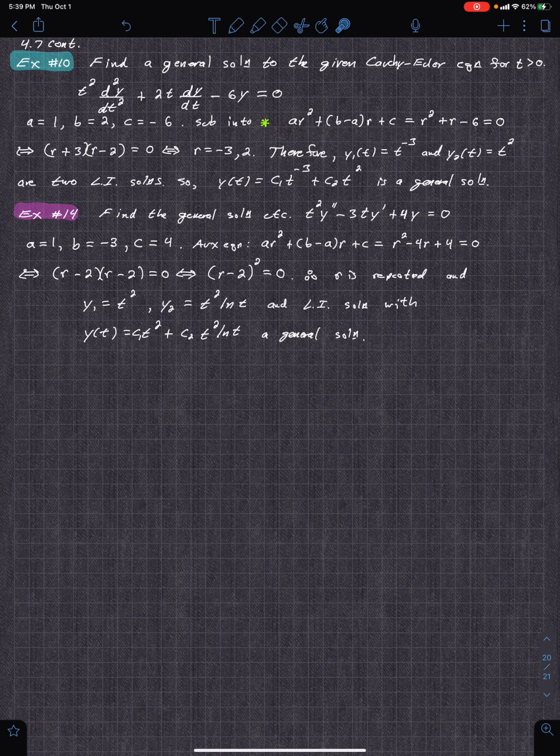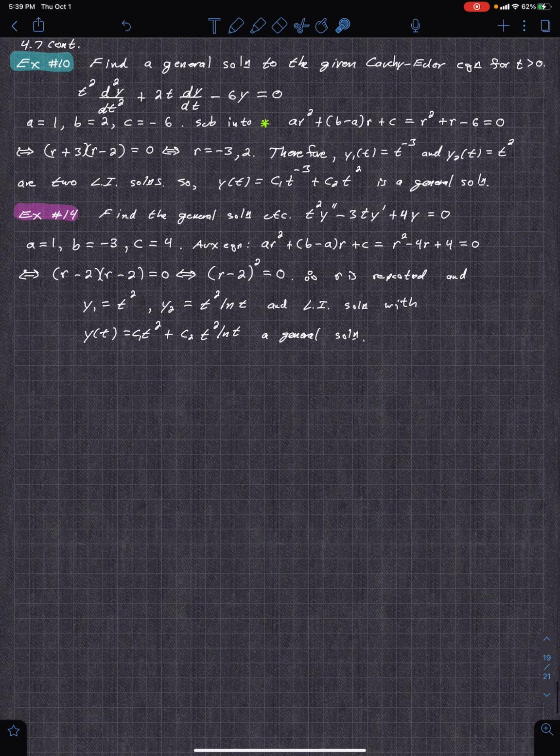Okay, so substitute in, so you'll just do A, and then you'll do B minus A, and then C into here, and then you solve that just like before. So r squared plus r minus 3, you get -3 and 2. And then you substitute into what your solutions are. So here's your solutions. When they're distinct, it's just t to that power, like that. Pretty straightforward, easy stuff.